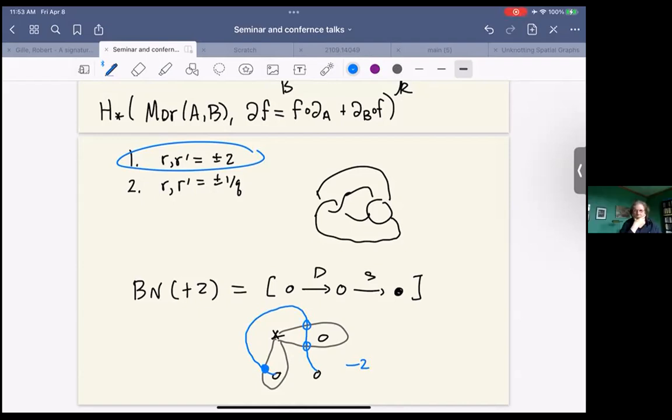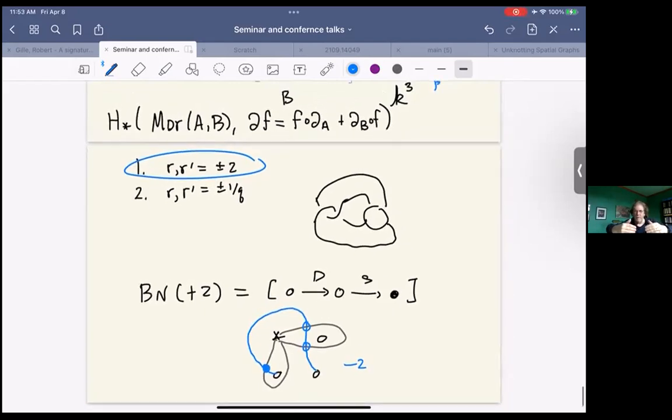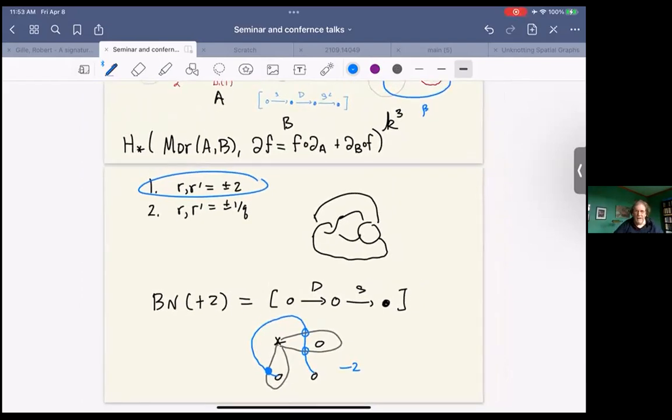Okay, so let's go to the plus minus two case again. Could you just summarize it in a couple of sentences? You're dividing out by the involution, and now you're going to associate some invariants to the tangles. Yes.